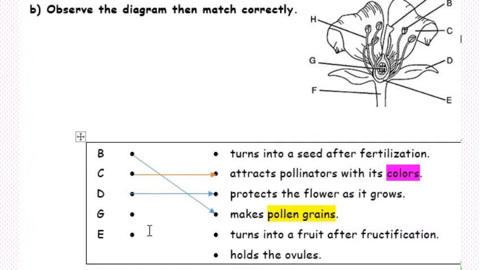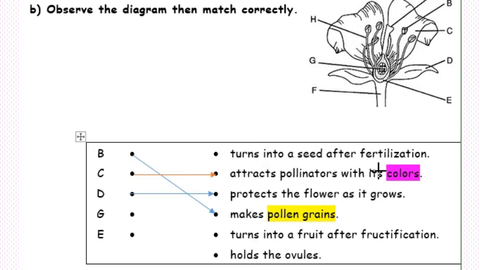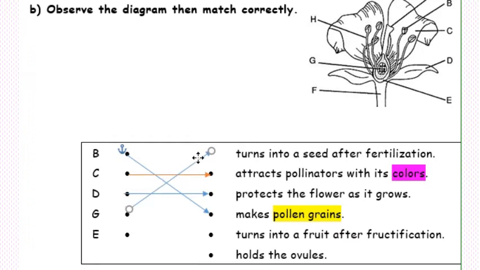Okay. G, sorry. G is the ovules inside the ovary. So these ovules will turn into seeds after pollination and fertilization. So: turns into a seed after fertilization. They're talking here about the ovules, and letter G points to the ovules.